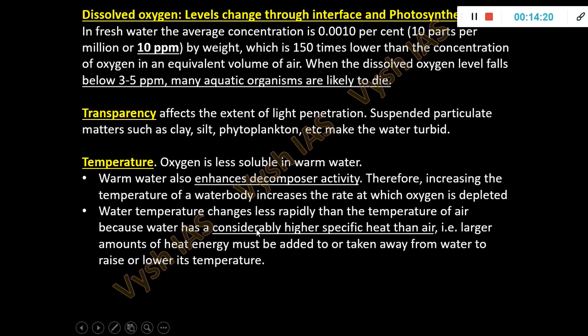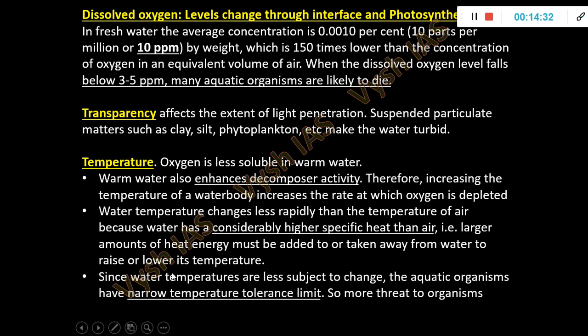So water has considerably higher specific heat than air, meaning a larger amount of heat energy must be added to or taken away from water to raise or lower its temperature. Meaning the range will be almost similar all the time. Since water temperatures are less subject to change, the aquatic organisms have a narrow temperature tolerance limit. So more threat to organisms.